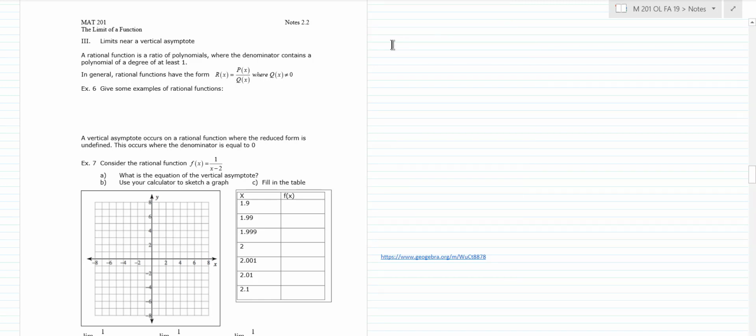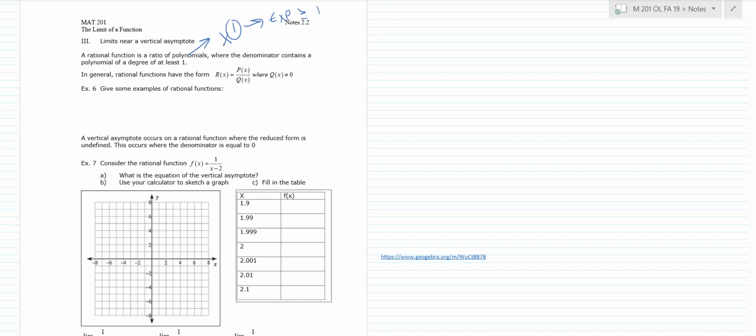So to begin with, we want to remind ourselves of what a rational function is. In general, a rational function is a ratio of polynomials. The denominator contains a polynomial of degree at least 1. What that means is you have to have x to the first, but that exponent has to be greater than or equal to 1. It can't just be a whole number.